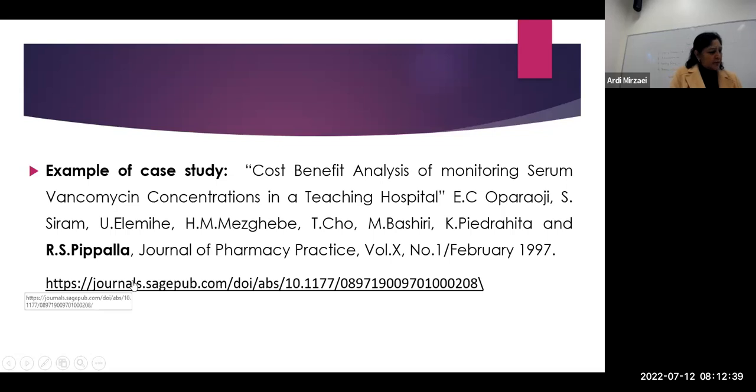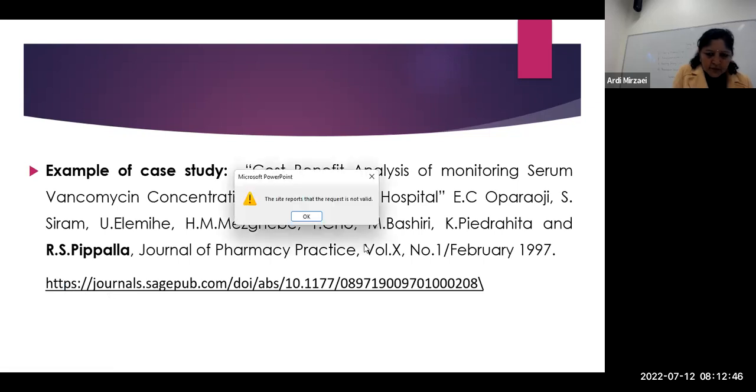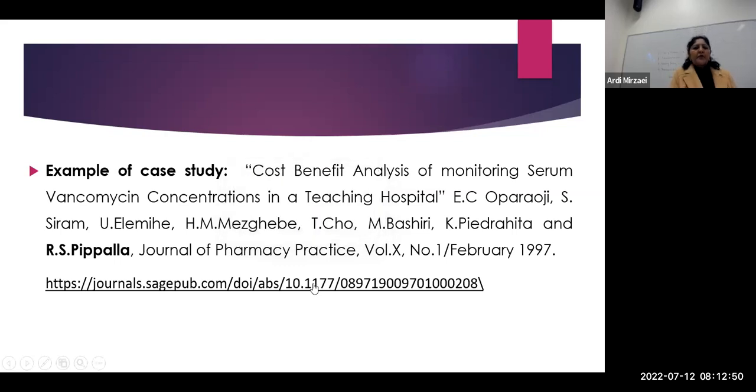There are many examples. Let's see if this opens. There are many published articles. I don't know why this site reported request is not valid. So anyway, there is an example of a case study. Please, you can take a photograph of this site and then you can go through this. This is a cost benefit analysis of monitoring serum vancomycin concentration in a teaching hospital.